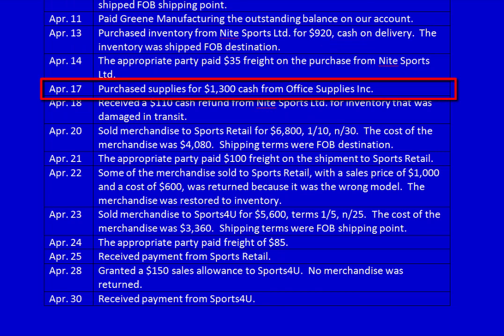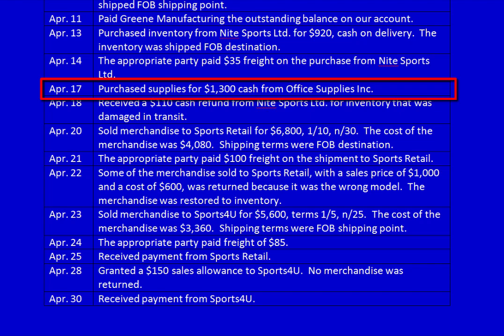April 17th, purchased supplies for $1,300 cash from Office Supplies, Inc. Why do we have an office supply entry in the middle of our inventory entries? That's because often students, when they're in an inventory question, just start putting everything to inventory, but not everything we purchase belongs in inventory. Supplies are things that we will use or consume in order to run our business. Therefore, supplies should be recognized as a non-inventory item.